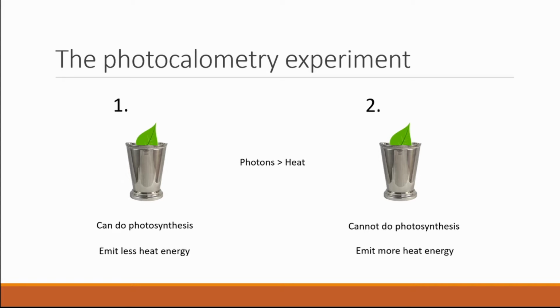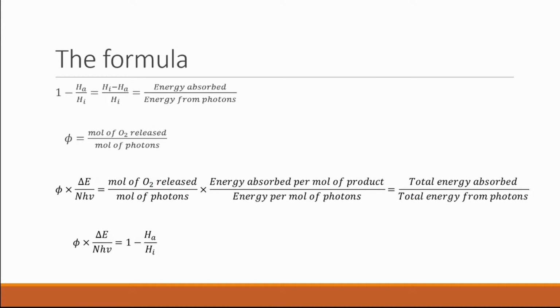And that's why in the second case here, the leaf will emit more heat energy than number one, because some of the photons in number one are being used for photosynthesis and not for heat. That's why this leaf will be cooler than this leaf. Alright, so let's move on to the math stuff. It may seem a bit difficult at first, but we're going to go through them one by one, okay?